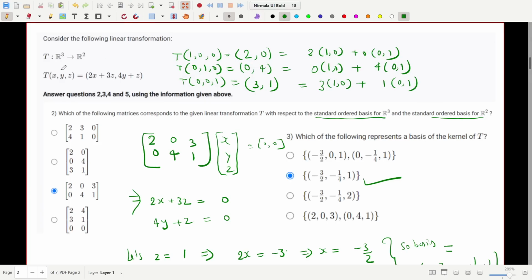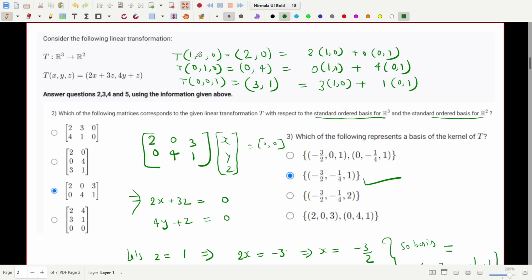Consider the following linear transformation T from R3 to R2, T(x, y, z) is equal to (2x plus 3y, 4y plus z). Questions number 2, 3, 4, 5. Which of the following matrices corresponds to the given linear transformation T with respect to the standard ordered basis of R3 and standard ordered basis of R2? It is an R3 to R2 transformation, and the bases are the standard ordered bases. So we have to get the transformation matrix.